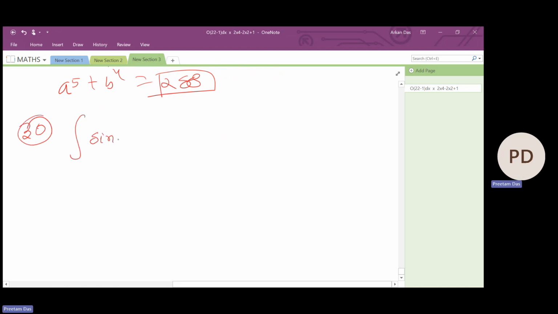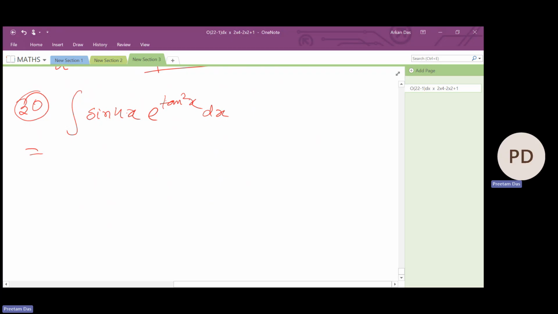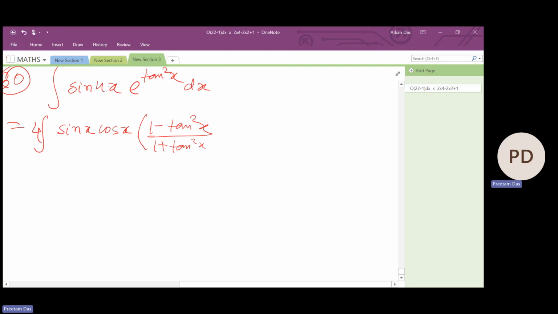Integration sine 4x e raised to tan square x. So we have to figure out a way to convert this entire thing to tan square. Obviously sine 4x we can expand and then further expand. So this becomes sine x cos x and then cos 2x. Cos 2x is 1 minus tan square x over 1 plus tan square x. Let us do one thing. Let us keep it as sine 2x only. E raised to tan square x dx.